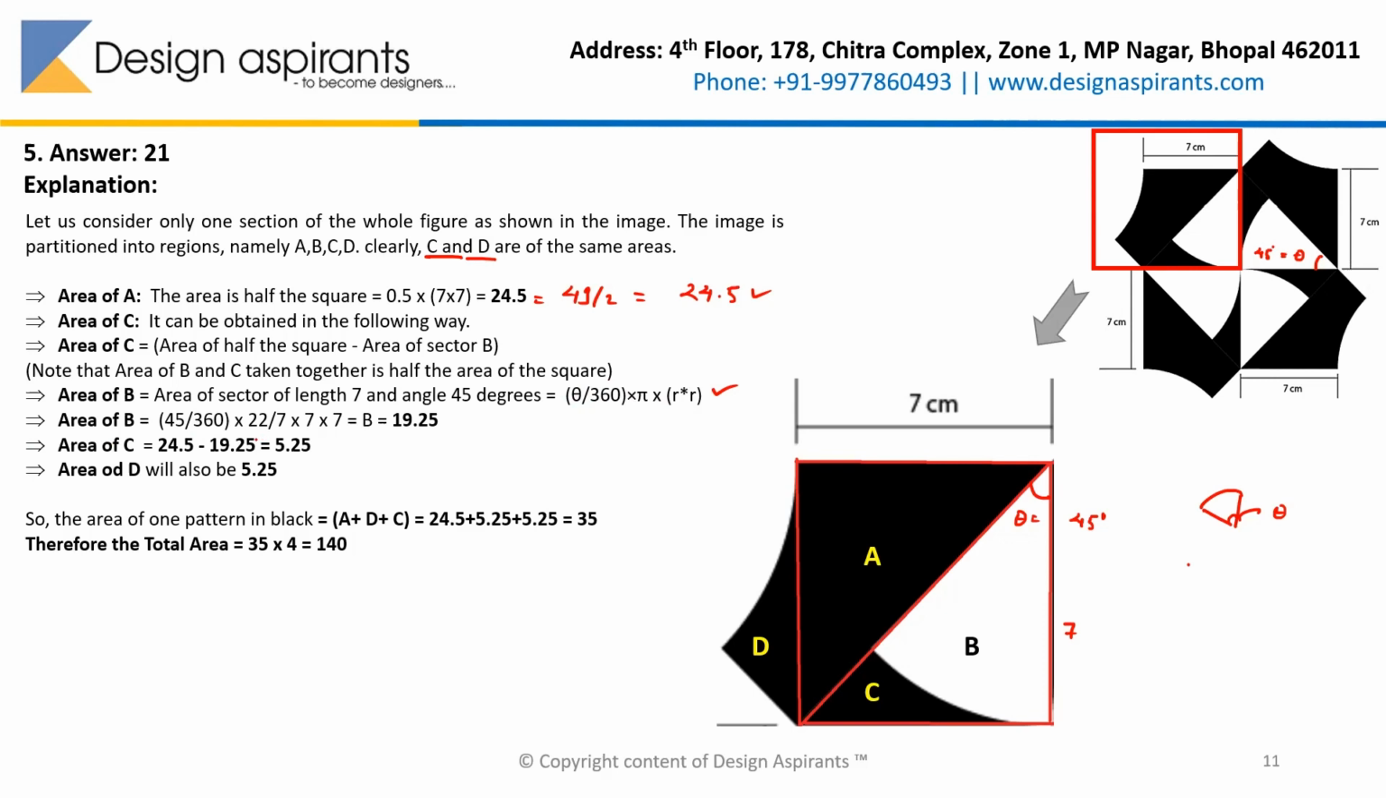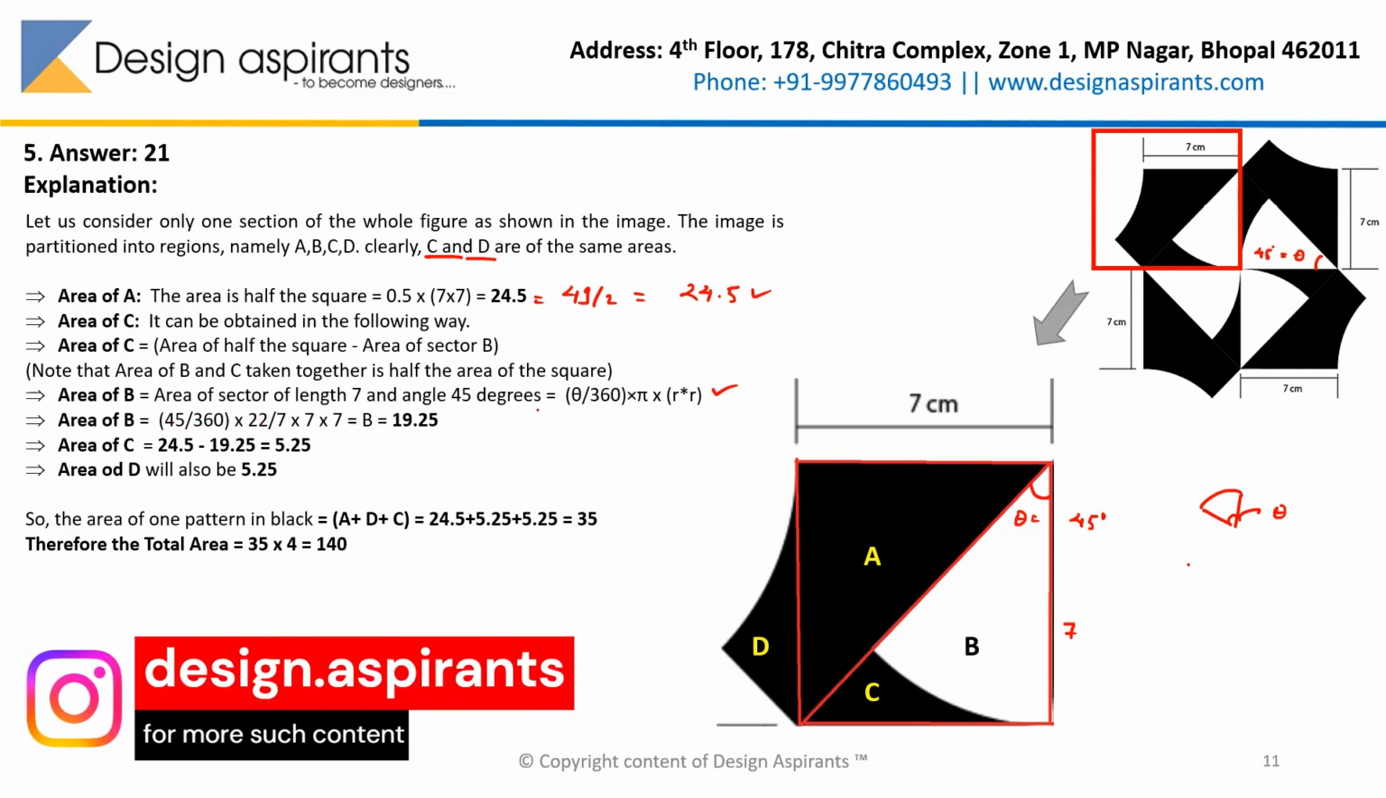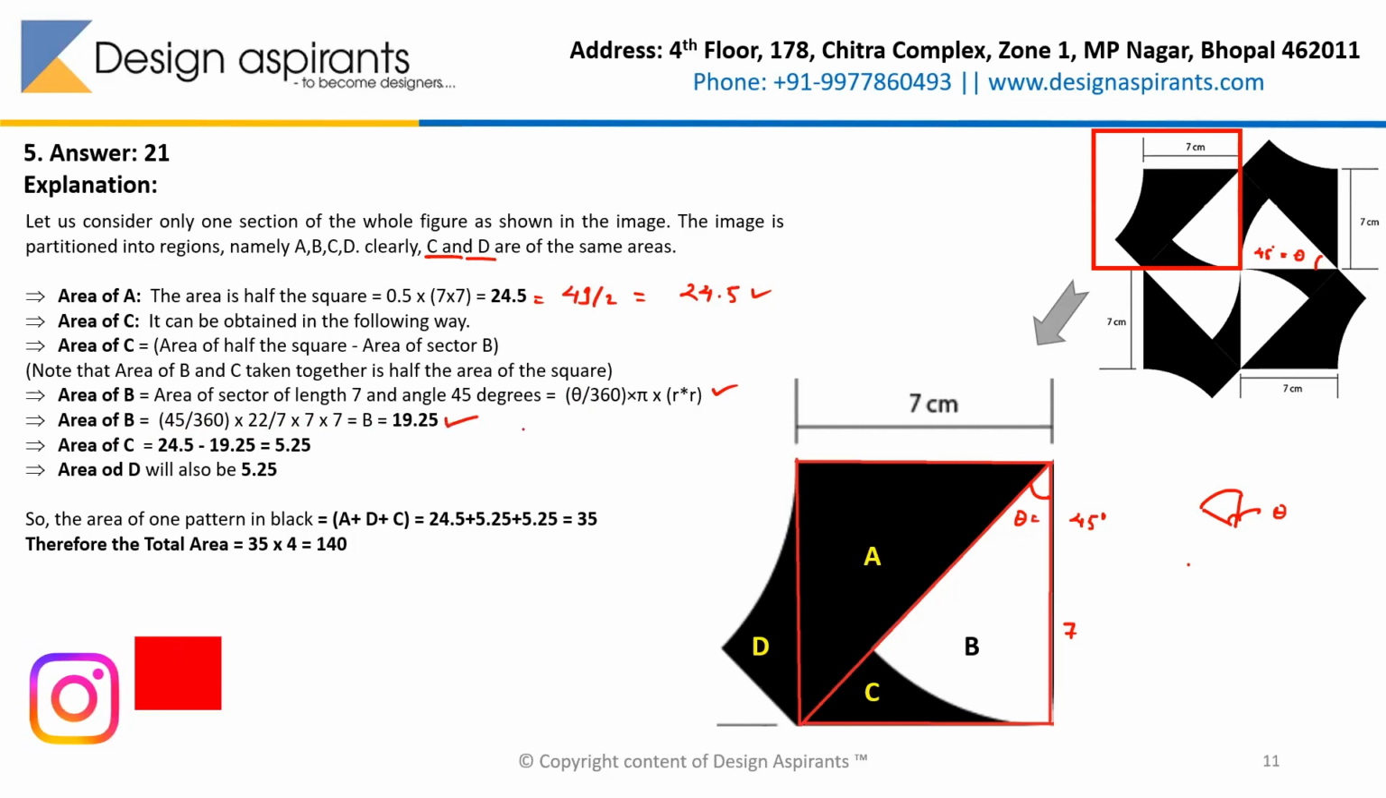So just put the values over here. Remember, you have to take pi as 22 by 7 as it was mentioned in the question itself. It will be 45 upon 360 into 22 by 7, which is the value of pi, and 7 into 7. So ultimately, B will come as 19.25. So the area of B is 19.25. Now we need to find area of C. That will be 24.5, which is this area that we have already taken, right? Minus 19.25. This will come as 5.25. And again, area of D will also be 5.25.